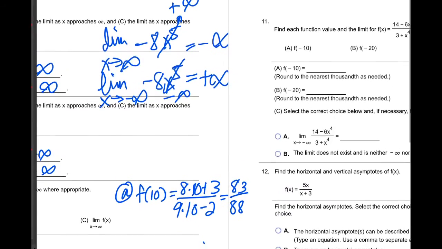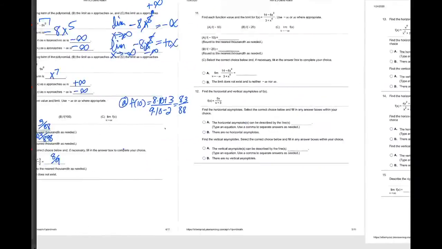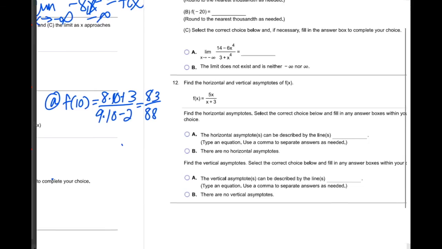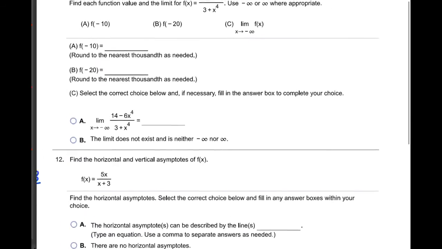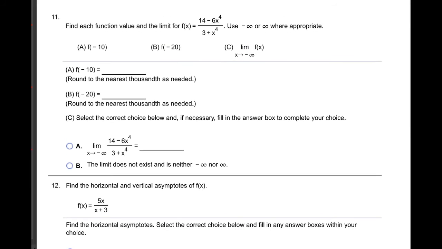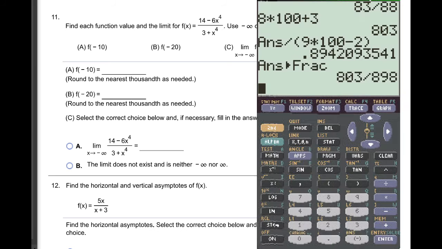All right. Let me get our next problem here. Let's see here. Okay. So let's move on. So this is a similar one. The degree is the same in the top and the bottom again. And so we have minus 6x to the fourth and x to the fourth. So we still have to do a little bit of calculator work. Let's see. I did this already.